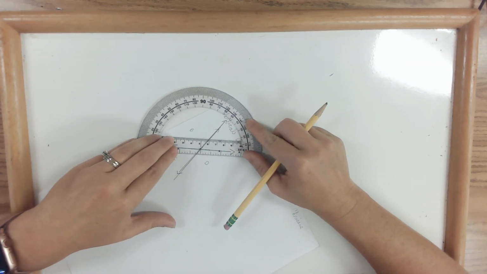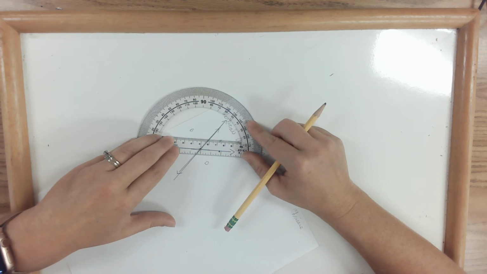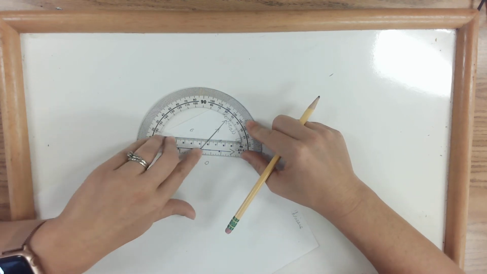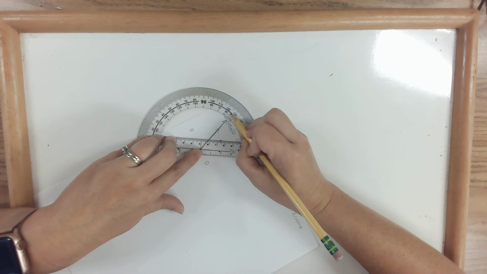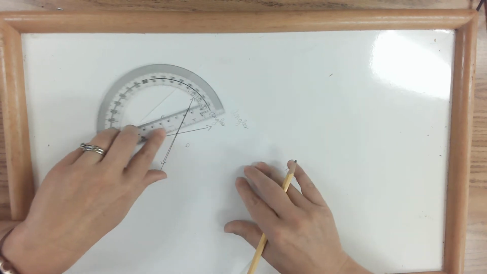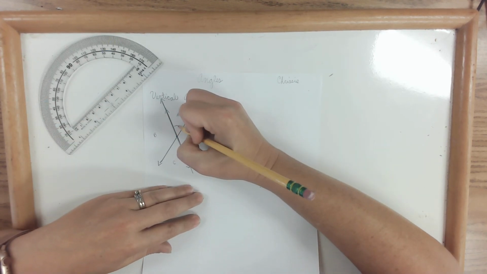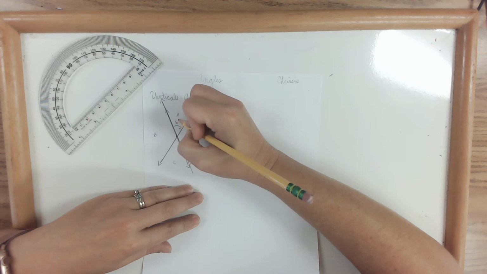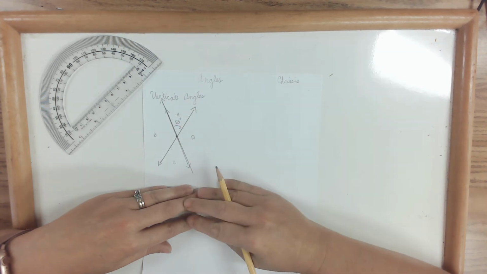Now I have two numbers I can choose from, but this is obviously an acute angle, so I know it's going to be the smaller number. It looks like it's right about 55. So this angle here is 55 degrees.